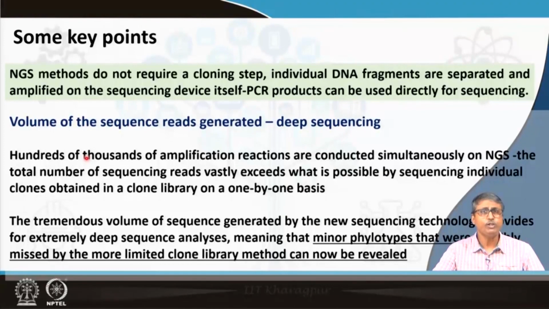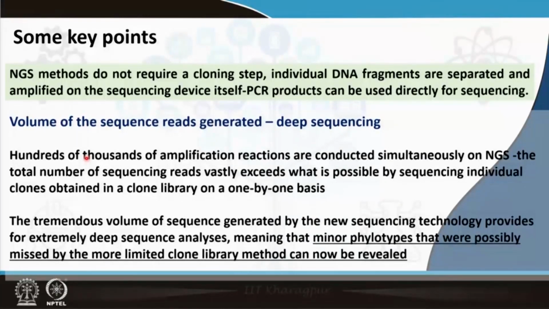Now, when we have several million reads coming out from a sample, 1 million means 10 to the power 6 reads, which is equivalent to sequencing 10 to the power 6 clones, if we think of a clone library based method. 10 to the power 6 means 10 lakhs. So if we have 10 million reads, it is a huge number of reads that we generate.